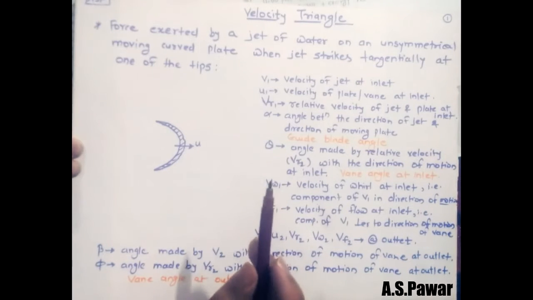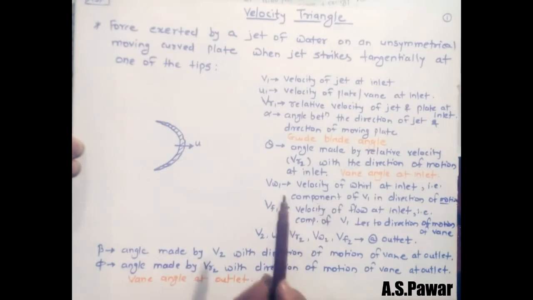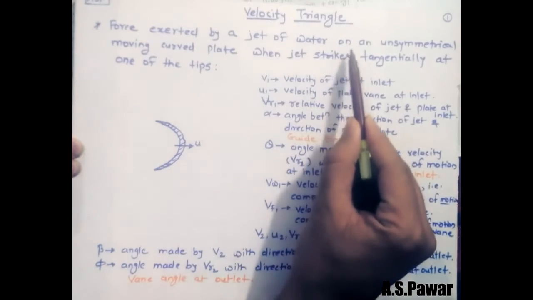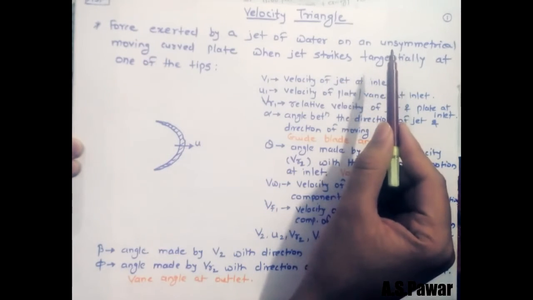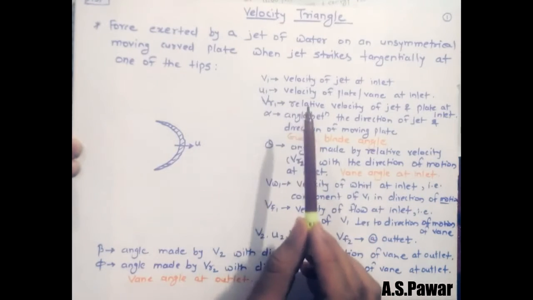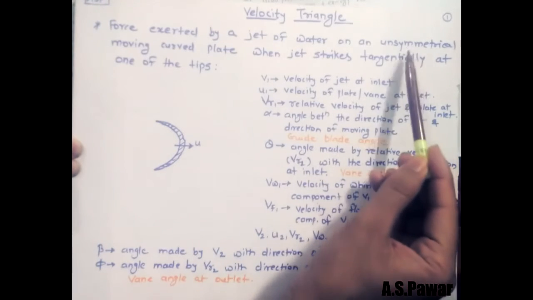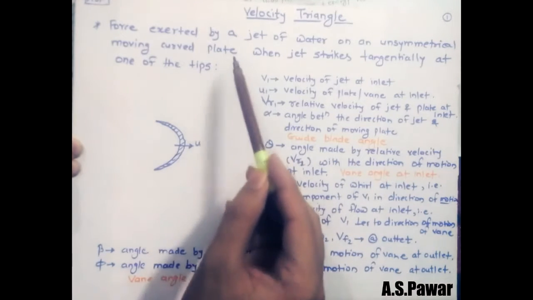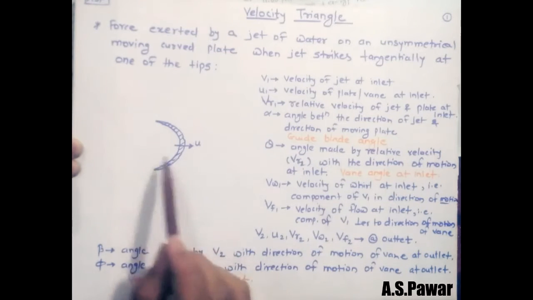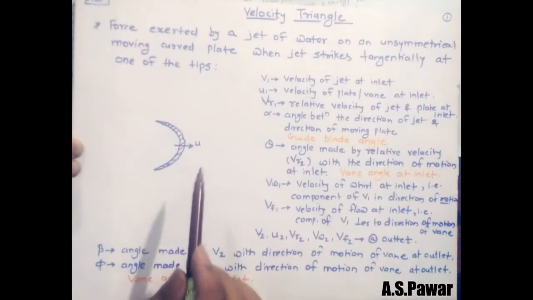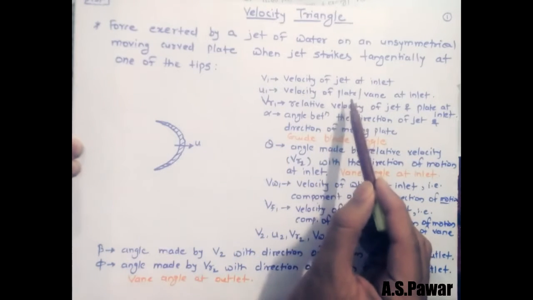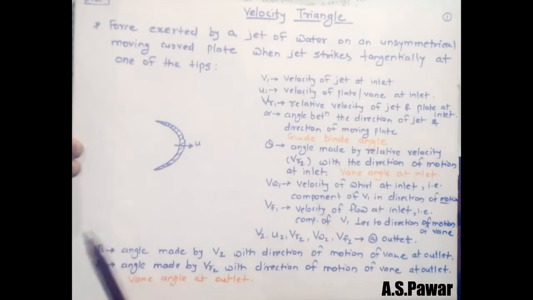For that purpose I am going to consider one generalized case from the impact of jet, which is force exerted by jet of water on an unsymmetrical moving curved plate when jet strikes tangentially at one of the tips. Now this is the case, that means we are going to consider an unsymmetrical moving curved plate. So I am considering one curved plate which is moving in this forward direction with the velocity of small u. You may consider that velocity as small u1 also, which is written here. Velocity of plate or vane at the inlet.